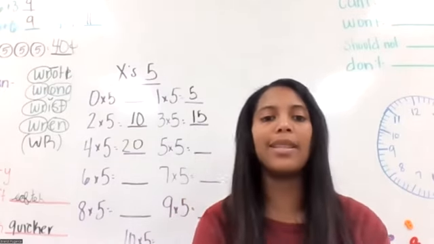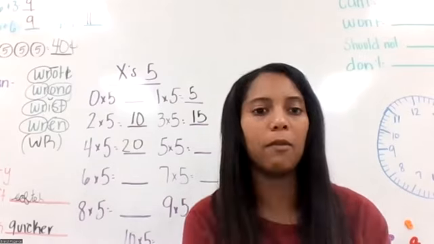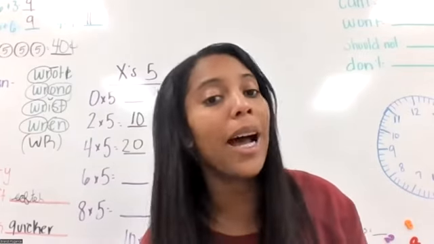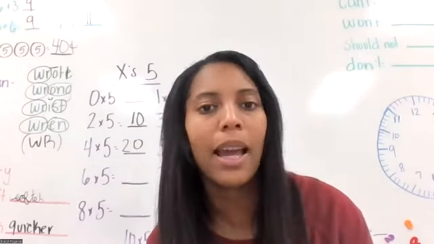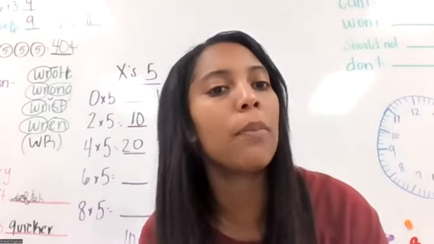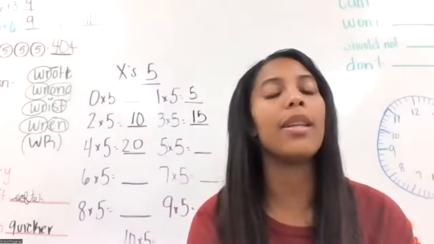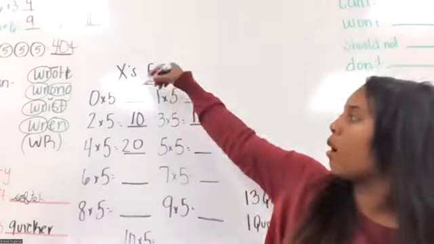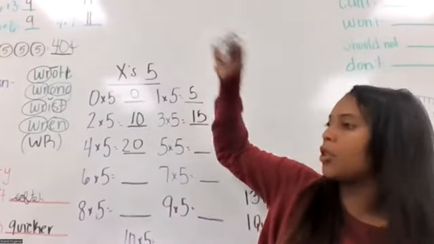Okay, next one is pretty easy. That's 0 times 5. That's 0 groups of 5. And as you can see, there's nothing there. So 0 times 5 will be 0. Anything times 0 is always 0 because you're saying that you have nothing.